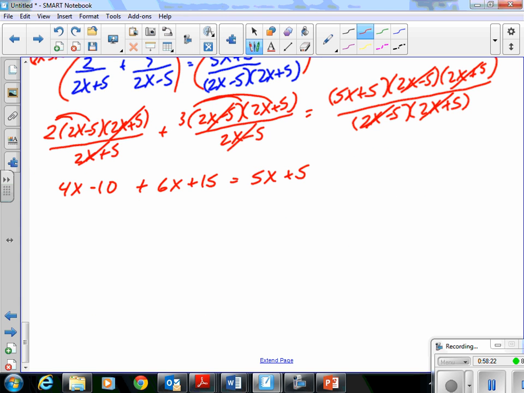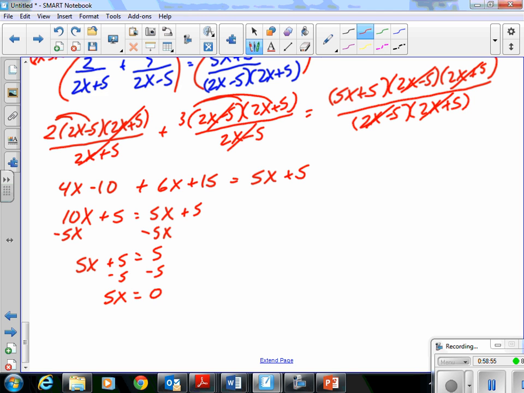So combine our like terms. 4x plus 6x will be 10x. Negative 10 plus 15 is going to equal 5x plus 5. So I'm going to subtract the 5x from both sides. So 5x plus 5 equals 5. And move the 5 over, subtract 5. So 5x equals 0. And divide by 5. So we get the answer x equals 0.